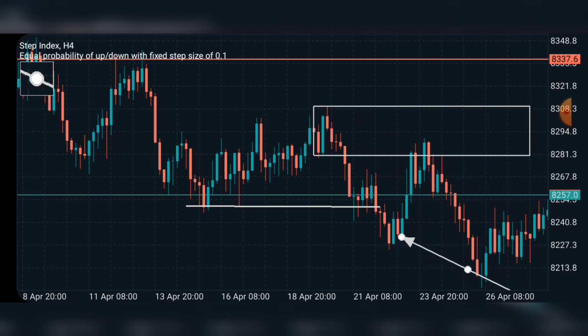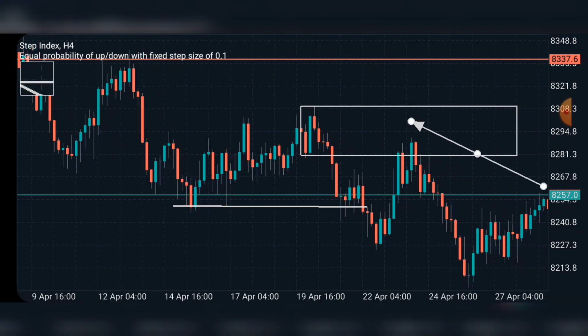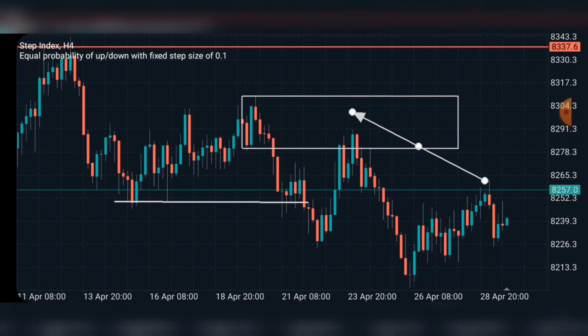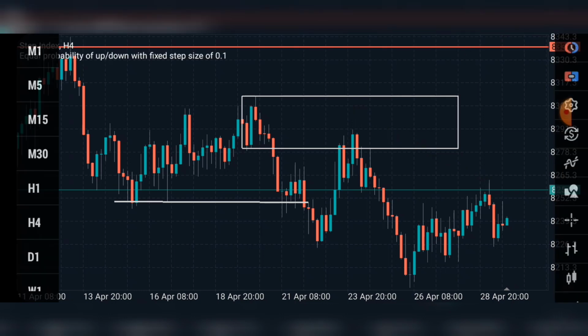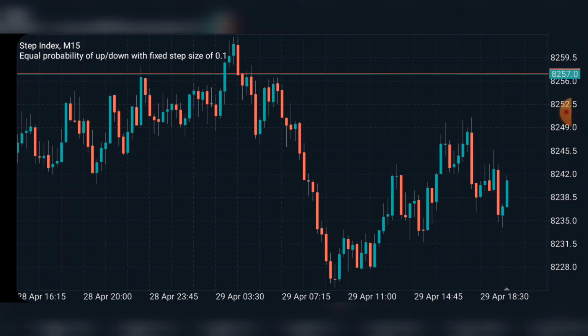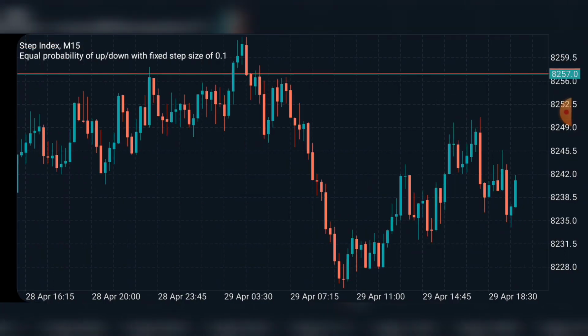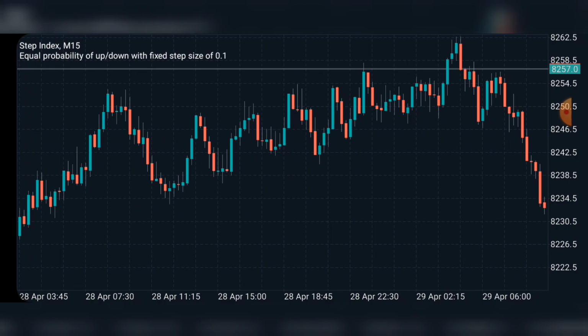So this is exactly what happened. It broke structure. It impulsively retraced. It tapped into that zone, and then it started to fall, right? So that's how you basically utilize your zones, utilize your ranges, to maximize your profit or your profits, right?